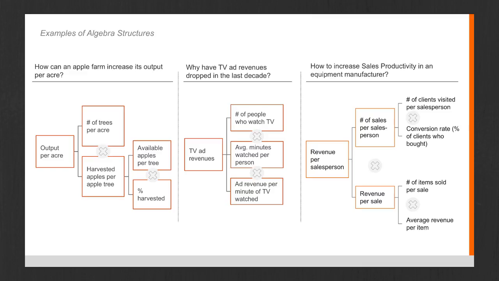I mean, obviously, if I increase the revenue without increasing the number of salespeople, then my productivity is going to be higher. But I'm not saying how I could do that. Now, if I say that if I increase the number of visits per salesperson, then my productivity is going to be higher, that's something more insightful, more tangible.